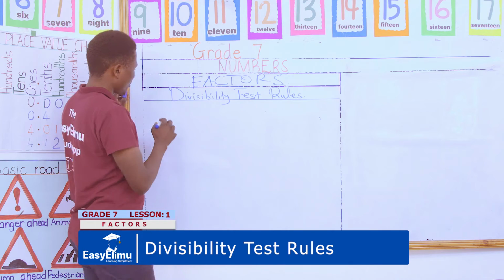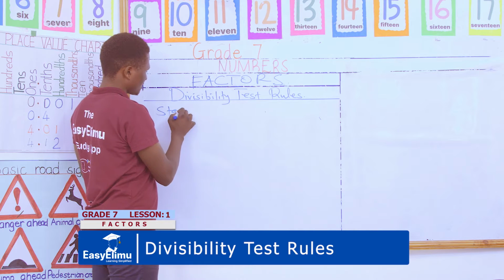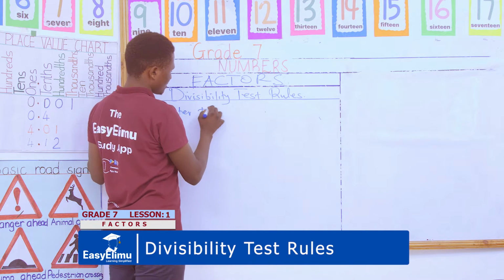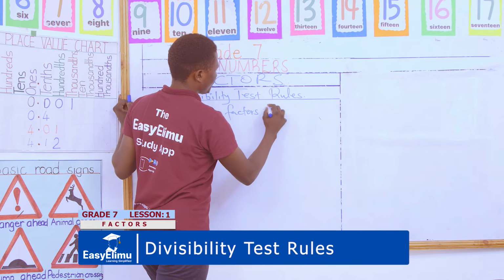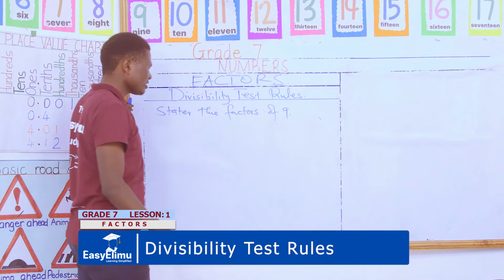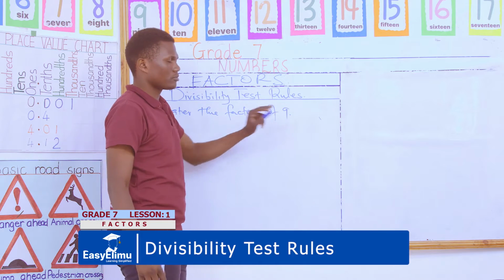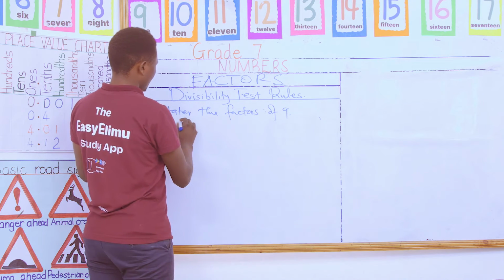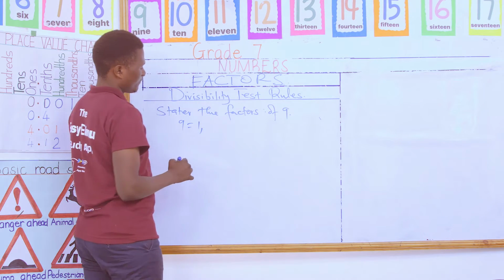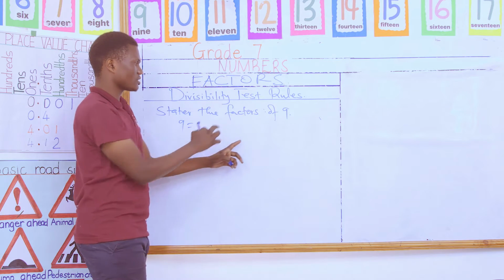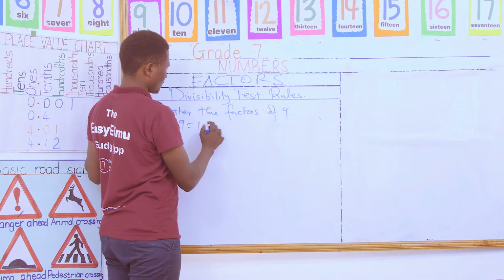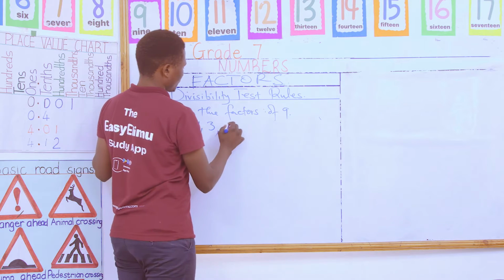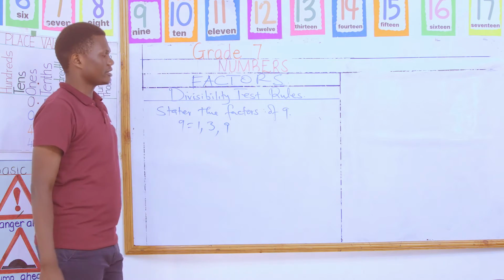For example, when you are asked to state the factors of 9, this is different from the multiples of 9. Factors are those numbers that can divide 9. The first factor of 9 is 1, the second factor of 9 is 3, and the third factor of 9 is 9, which is the number itself.